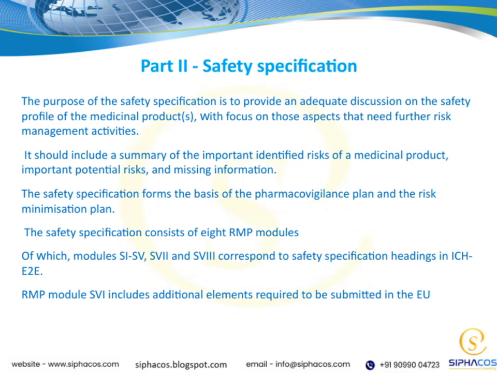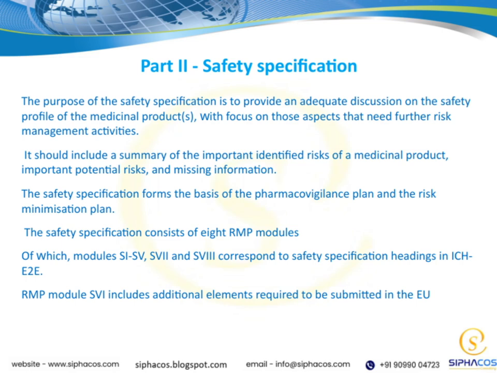The safety specification should include a summary of important identified risks, which are the known risks we've already recognized from data. It also covers important potential risks, those risks that might emerge but aren't fully confirmed yet, and any missing information that we still need to clarify. This document forms the foundation for our pharmacovigilance plan and our risk minimization plan, guiding how we monitor and manage safety throughout the product's life cycle.